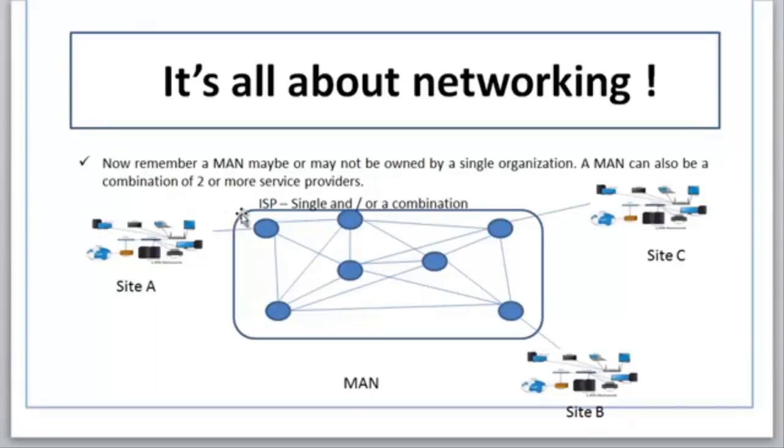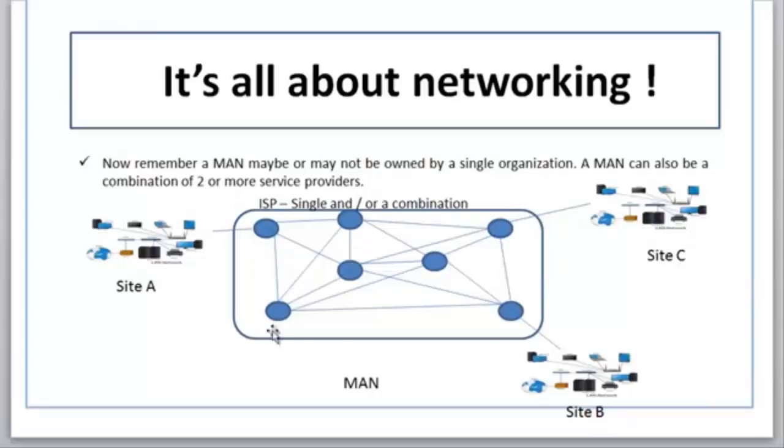So the ISP will call their presence or their network within the city their metropolitan area network. But for you as a company, for the entire network between A, B and C, you are not concerned about the service provider. For you, the connectivity between Site A, B and C is your MAN. I hope this is clear. So basically, a MAN is nothing but a network within the city. The service provider is helping you to get this connectivity because you are using a service provider because of the huge distance.